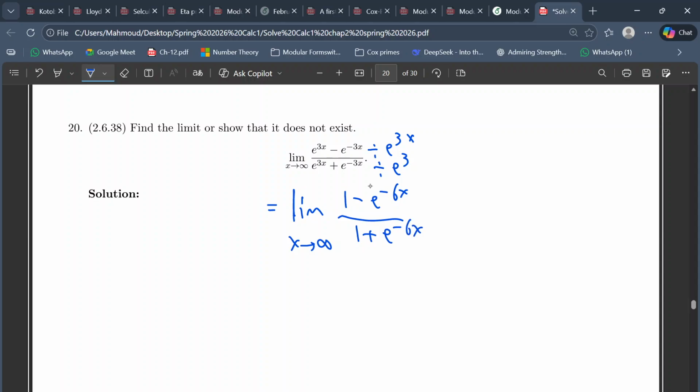So what's the result here? Yes. So 1 over 1 equals 1, because this e^(-6x) will go to 0. Same with the e^(-6x) in the denominator, right?